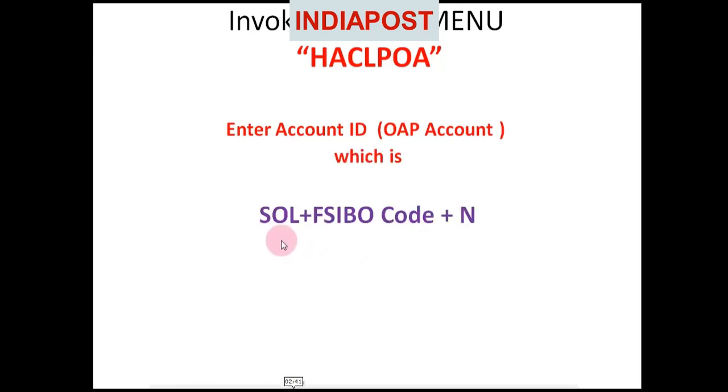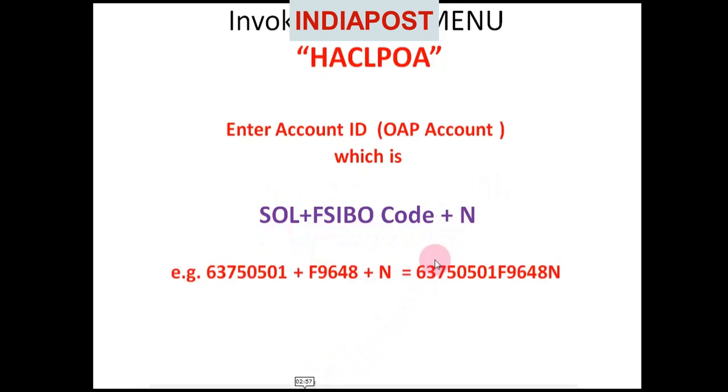This OAP account is represented in the following syntax: SOL ID followed by FSI BO code followed by N. Example: if you are working in this sub office, this is the SOL ID of the sub office, and each BO under the sub office will be allotted with a unique FSI BO code. This is the FSI BO code followed by N. The OAP account will appear like this for a particular BO. Each BO will be having different and unique OAP account numbers.